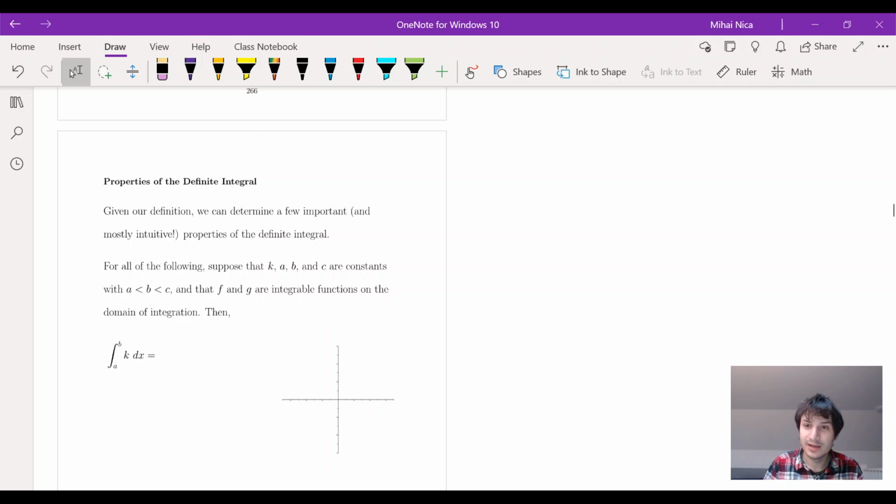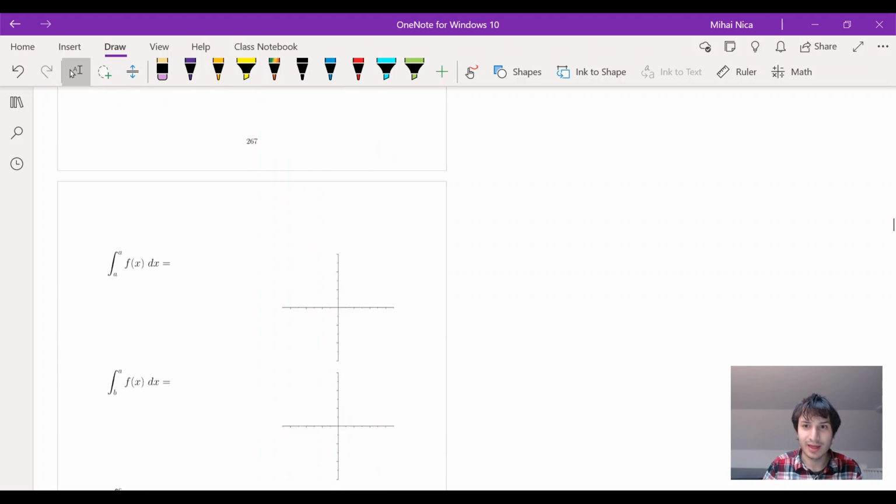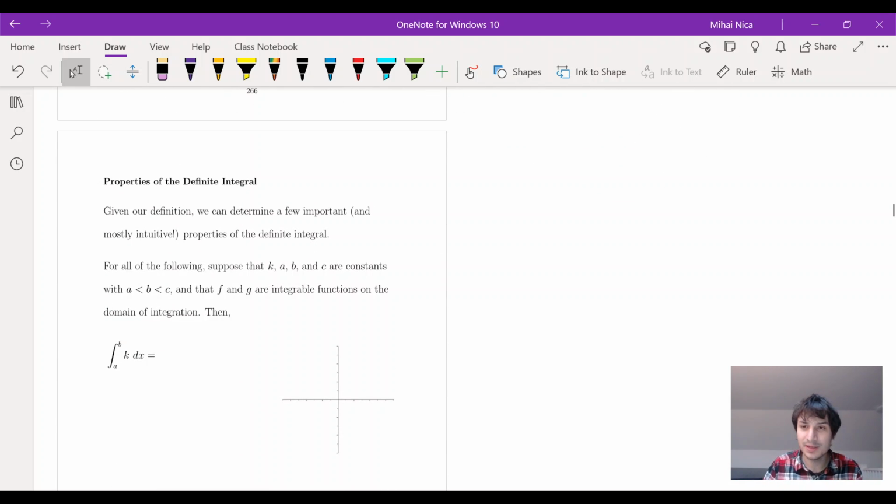So here we go. Here's the first one. For all of the following, there's going to be a list of these, there's a whole bunch, but for all of the following, k, a, b, and c are just constants. So, they're any constant you want. a is less than b is less than c. And f and g are presumed to be integrable functions. So, for example, any continuous function is integrable.